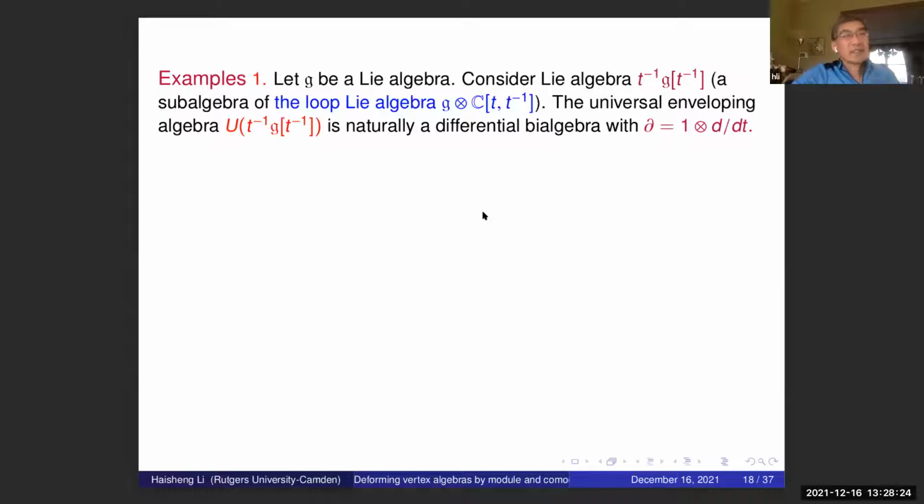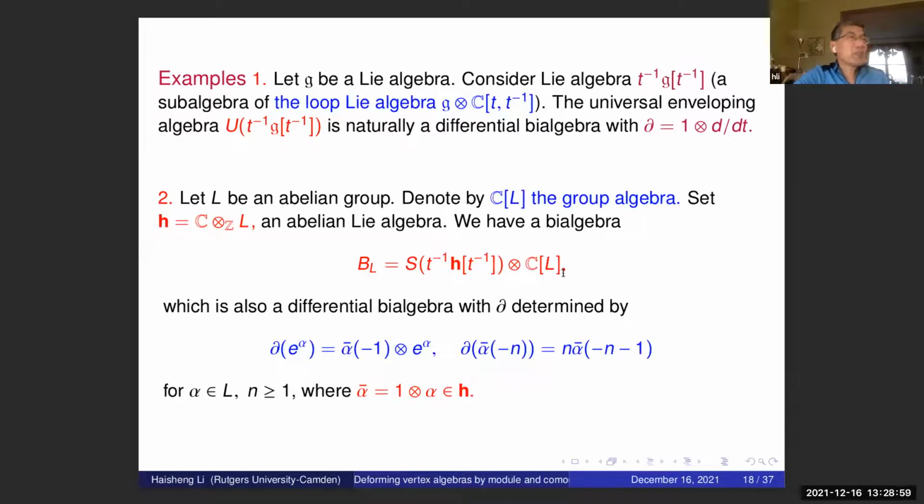And then, usually we just have the classical example. Now you want to get the vertex stuff. So here, example one: if g is a Lie algebra, then we consider the loop Lie algebra, we consider the negative part. Then we consider the universal enveloping algebra. That one, naturally, we have a differential derivation, just d over dt. So this is a differential bialgebra.